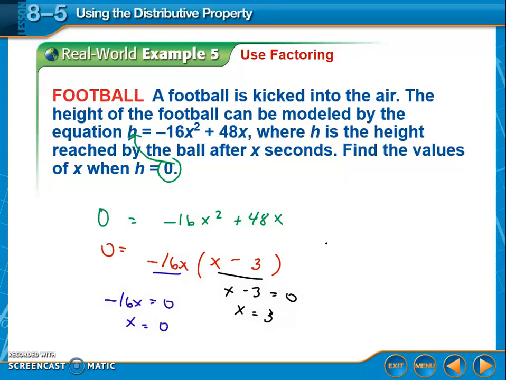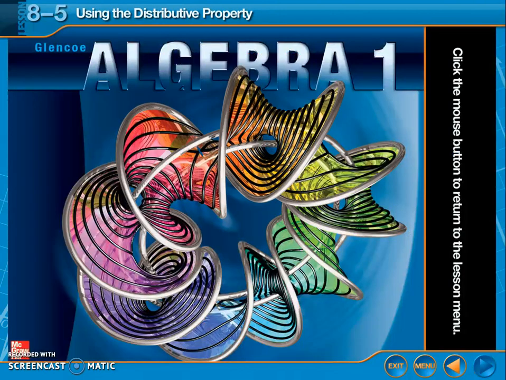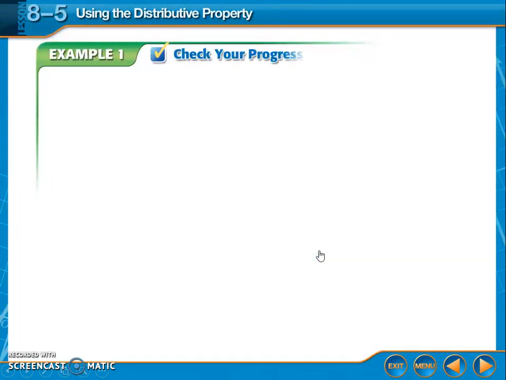So if we're talking about the height of a ball, it kind of makes sense. It gets shot up and it hits the ground again after 3 seconds, and it started at the ground at 0 seconds. So the ball is in the air for a total of 3 seconds. Okay, and that is the end of this section. If you want to try some practice problems, here they are.